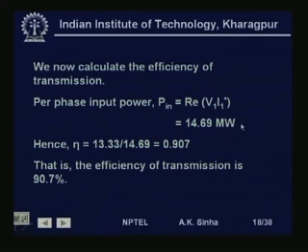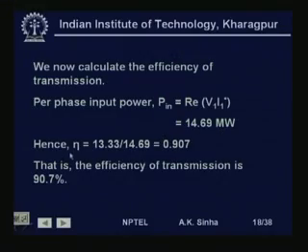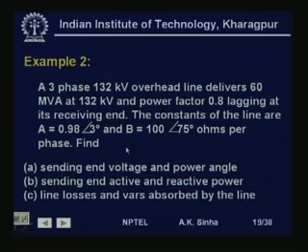Now, per phase power which is received is 40 by 3, which is 13.33. Therefore, efficiency of transmission is output divided by input, which comes out to be 13.33 divided by 14.69, that is 0.907, or the efficiency is 90.7%. So, this is one simple problem that we solved. Now, we will take up another problem.